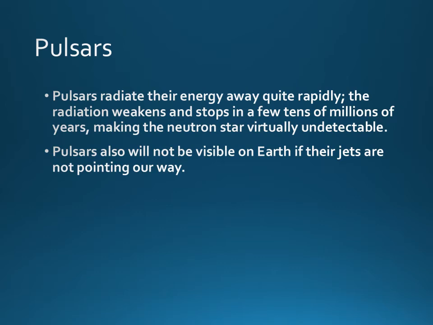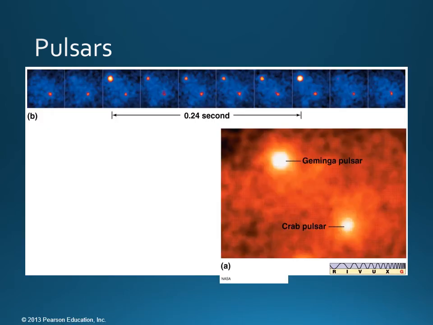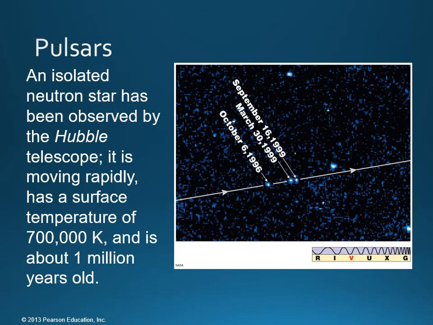Pulsars radiate their energy away quite rapidly. The radiation weakens and stops in a few tens of millions of years, making the neutron star virtually undetectable. Pulsars also will not be visible on Earth if their jets are not pointing our way. The pulses in luminosity can be seen in gamma ray light as well. An isolated neutron star has been observed by the Hubble telescope. It is moving rapidly, has a surface temperature of 700,000 Kelvin, and is about 1 million years old.